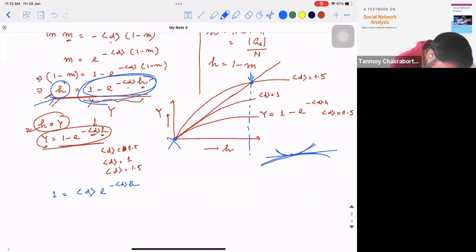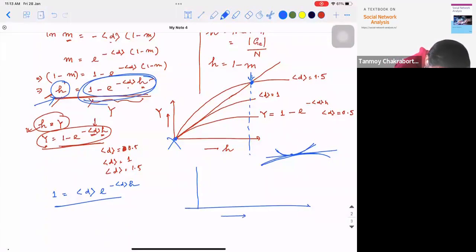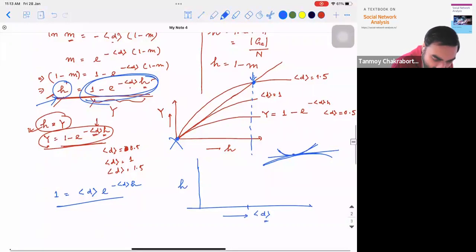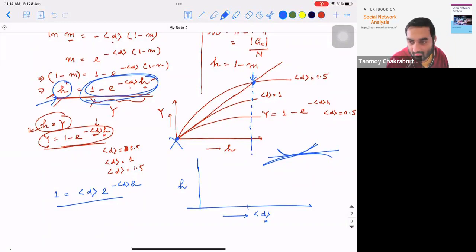Okay. So we have got this one, right? Now, what is our objective? Our objective is that we are interested in looking at a particular point. If we plot here mod D and H, what is mod D? Mod D is the average degree, and H is the fraction of the giant component. We are interested in a point where the giant component emerges. Say, assume that this is the point.